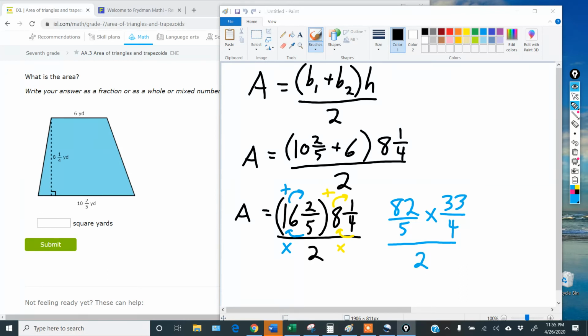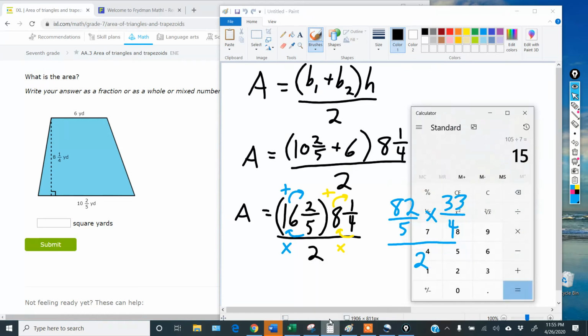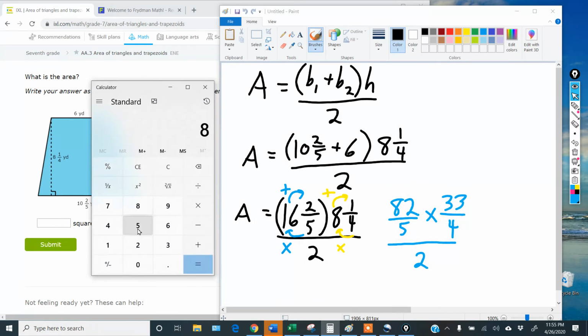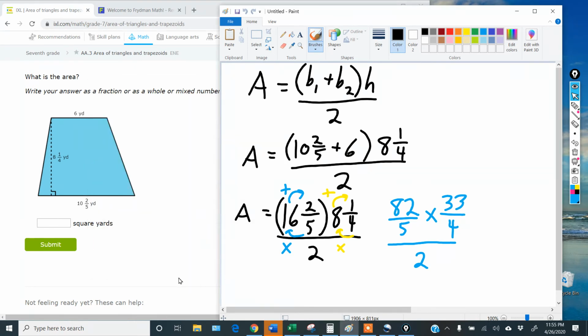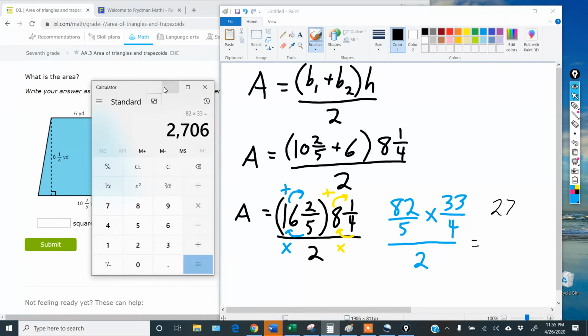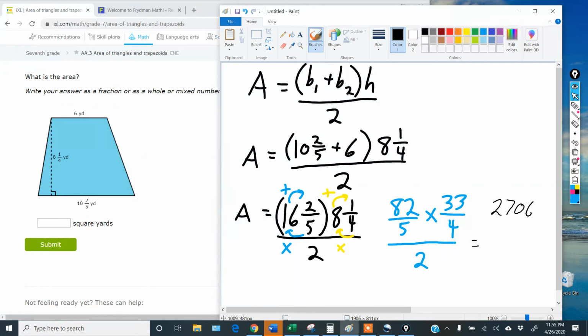All right, so let's go ahead and I'm not going to do all of this by hand. I'll just use the calculator for 82 times 33, which is 2,706. So I'm going to get here 2,706 over 20, right? 5 times 4 is 20. And all of that is now divided by 2.